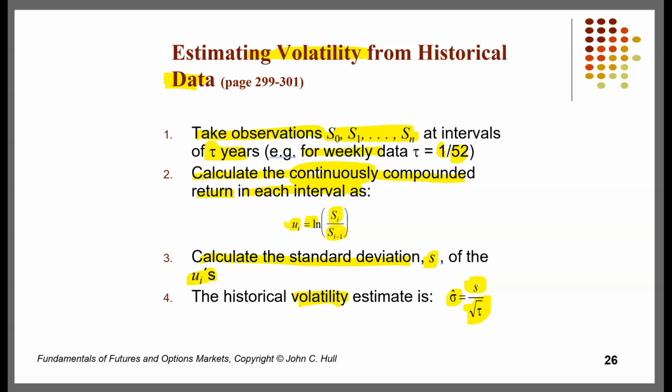Now, this is how your book characterizes it. But when you think about it, when you model security prices, you're saying, for example, in the case of the binomial model, S0 is going to go to S up and S down, and you use a volatility going forward, right?